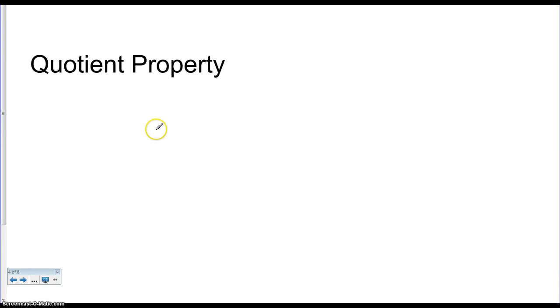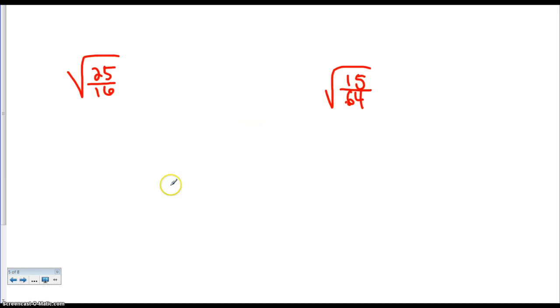So the next property that deals with square roots is the quotient property, which deals with taking the square root of a fraction, like a over b. What the quotient property states is I can take the square root of the top over the square root of the bottom. So let's just look at some simple examples.